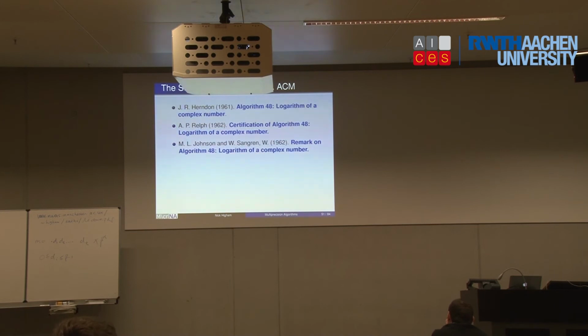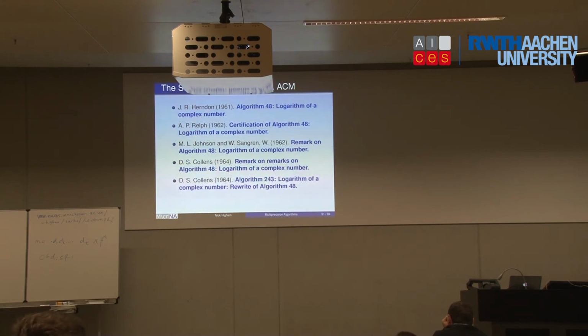And then there's another paper by Johnson and Sangren pointing out some more problems. Division by zero was an issue with the earlier papers, and these early algorithms didn't even get the correct sign sometimes. So then Collins wrote Remark on Remarks, and it turned out that Johnson and Sangren's code gave log of 0 equals 0, which is not correct, and it had some minus signs missing in some of the statements. So finally, Collins wrote the new Algorithm 243, which, as far as we know, correctly implements the log of a complex number. So it took 4 years and 5 papers to get log of a complex number.